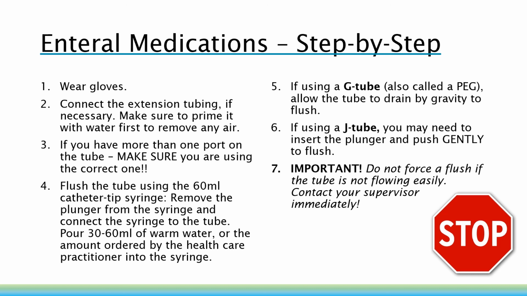Step 5, if using a G-tube, also called a PEG, allow the tube to drain by gravity to flush. If using a J-tube, you may need to insert the plunger and push gently to flush. Very important, do not force a flush. If the tube is not flowing easily, contact your supervisor immediately. It is very important that you use the correct port if there's more than one.